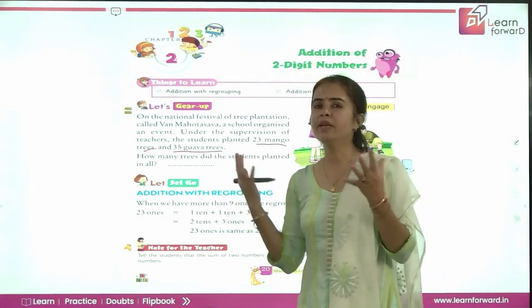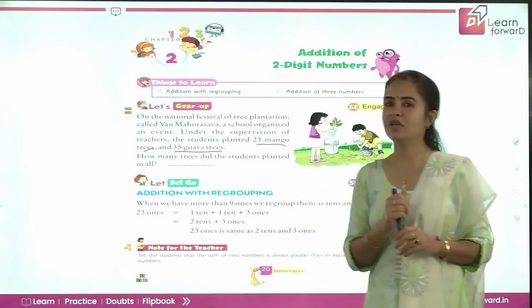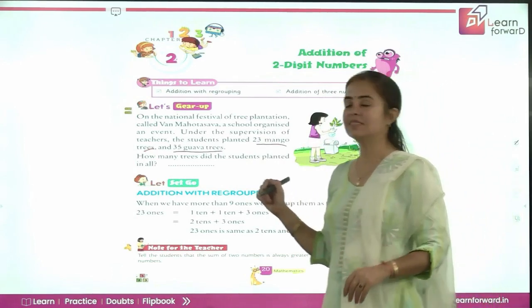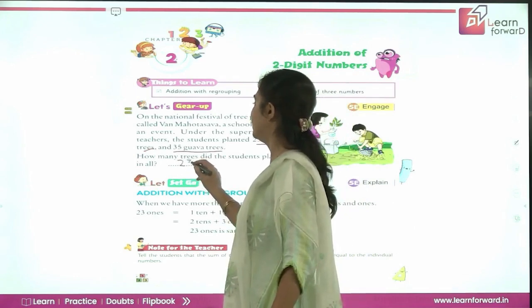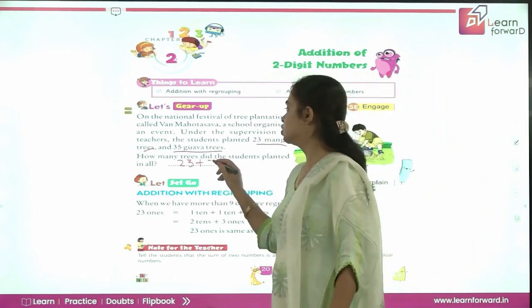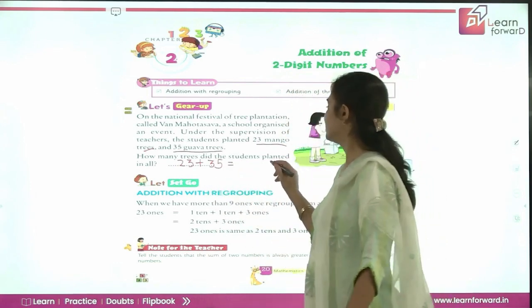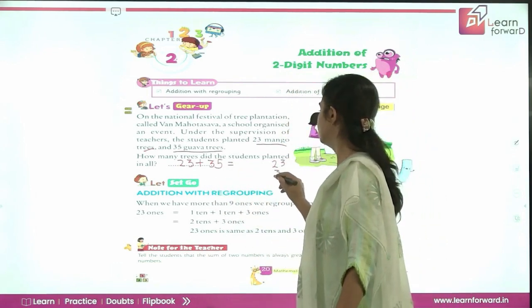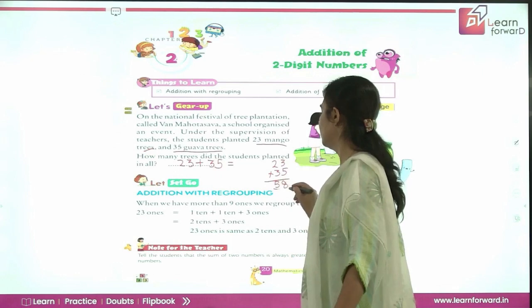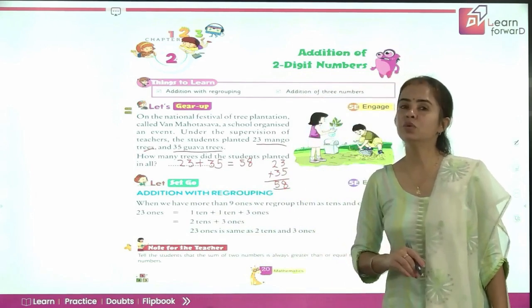To find out how many trees in all, what will you do? Yes, you will be adding, because there are more trees now. So when you add, what do you get? 23 plus 35. We have learned that for addition we use this sign in math, and this is called plus. So 23 plus 35 is how much? You can add like this also. Put a plus sign. 5 plus 3 is 8, and 3 plus 2 is 5. That gives you 58. So we'll be learning about addition of two-digit numbers here.